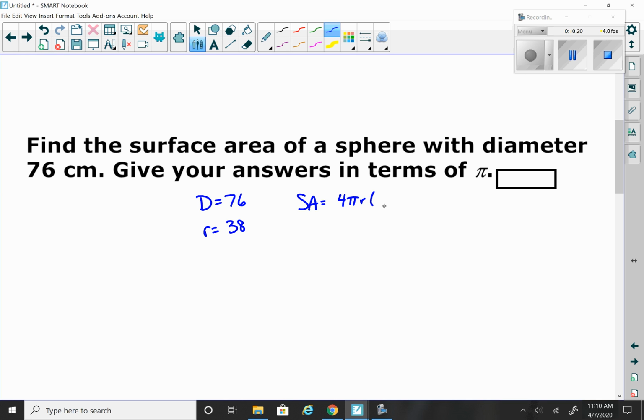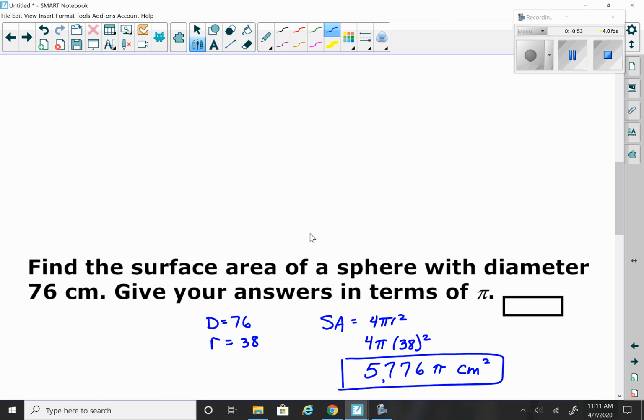So 4 pi, maybe I'll just plug it in right away. 4 pi times 38 squared. So plug this into our calculator, again, in terms of pi, so you don't have to push the pi button. When I plug that in, 4 times 38 squared, I got 5,776 pi. And again, this is centimeters squared. Notice with surface area, it's the flat surface to cover that sphere. So your units are only to the second power.